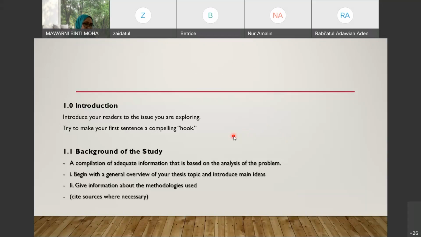How would you introduce that? So it's stated that you should try to make your first sentence a compelling hook. I will mix Malay and English, yeah, just to draw attention. What does it mean, trying to make your first sentence a compelling hook? Make it interesting, something that immediately draws the attention of your readers. Remember, they are your readers, your audience.